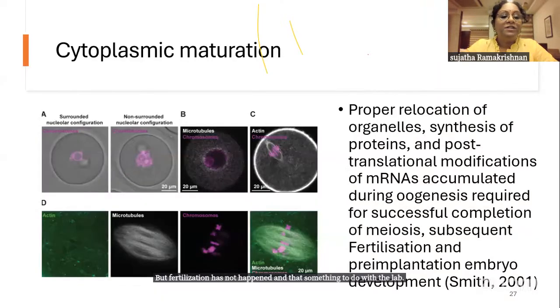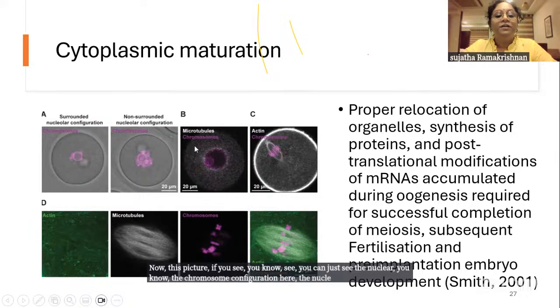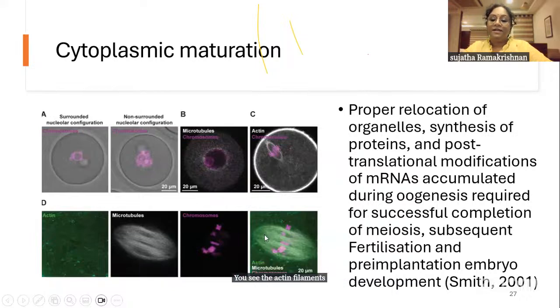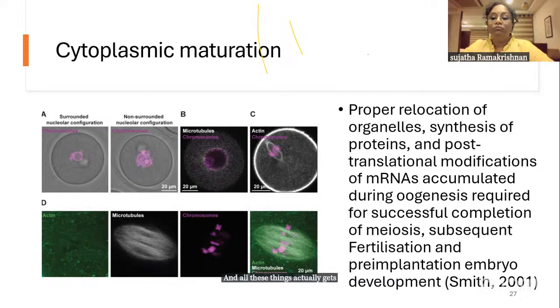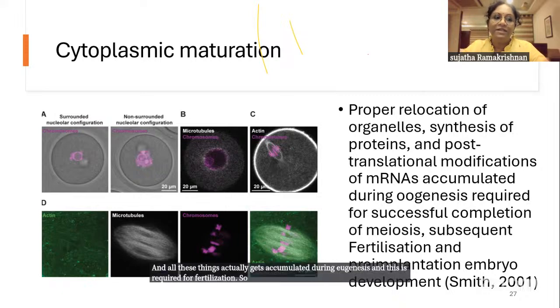Now, in this picture, you can see the chromosome configuration, the nucleolar configuration. You see the microtubules, you see the actin filaments. So all these things are actually important. There should be a proper relocation of these organelles, synthesis of proteins, and post-translational modifications of messenger RNAs. All these things get accumulated during oogenesis, and this is required for fertilization. So we are not able to see this.